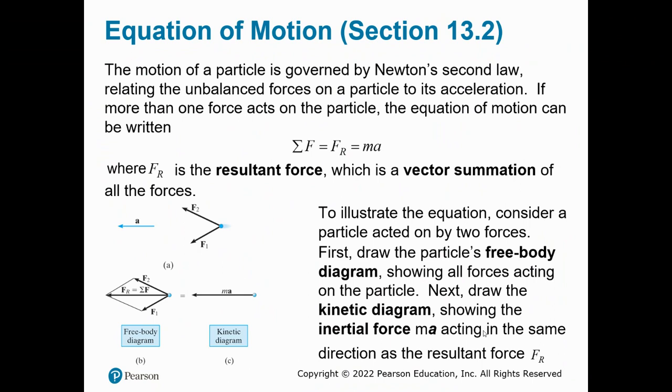Equation of motion: the motion of a particle is governed by Newton's second law, relating the unbalanced force on the particle to its acceleration. If more than one force is acting on the particle, the equation of motion can be written as sigma F equals F_R, where R stands for resultant force, equals ma. This is a vector sum of all the forces, and keep in mind forces are vectors, so it's not algebraic addition, it's a vector sum. To illustrate the equation, consider a particle acted on by two forces.